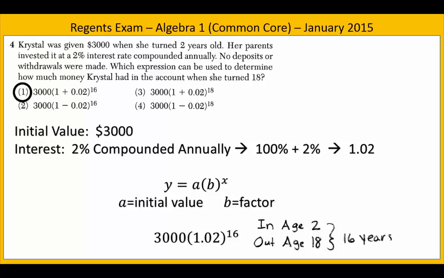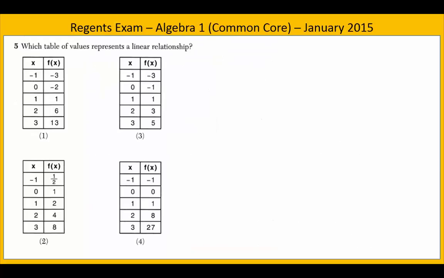Look at the choices carefully. Choice 1 is 3,000 times 1 plus 0.02, that's 1.02, to the 16th power. And so choice 1 is our answer.